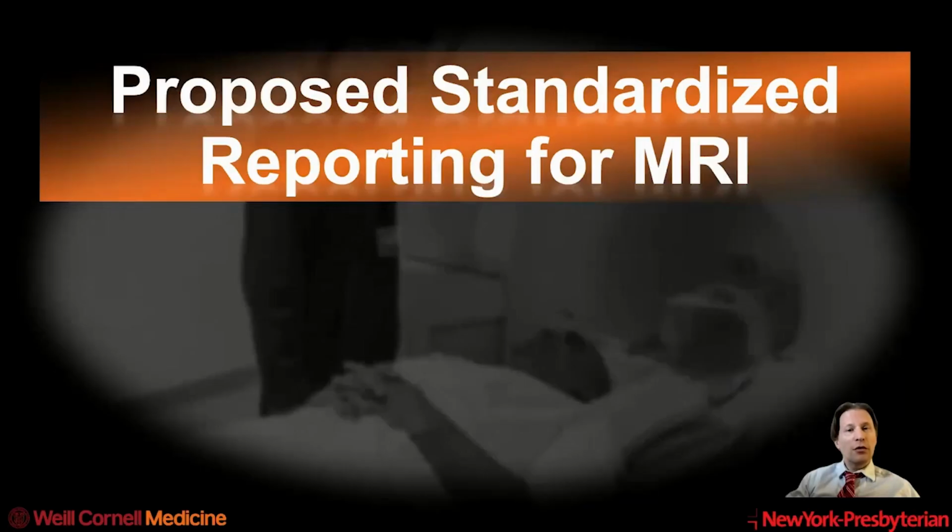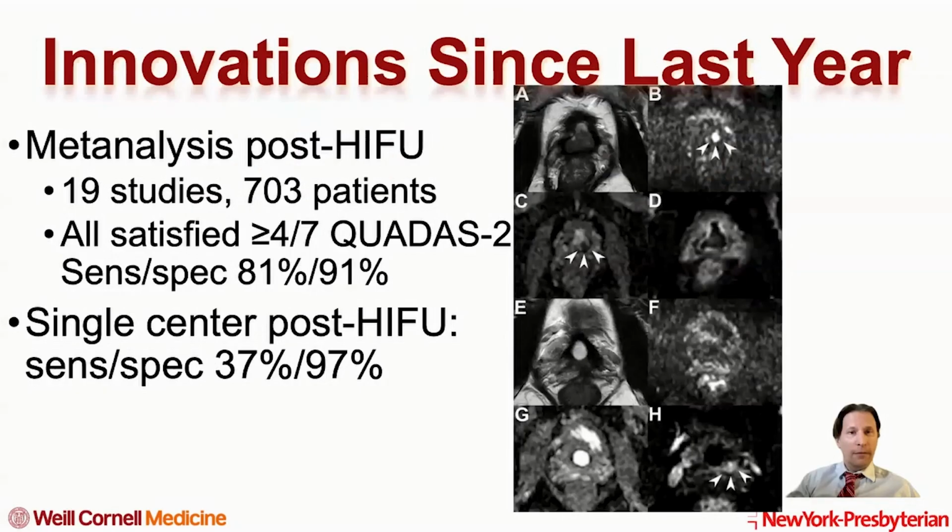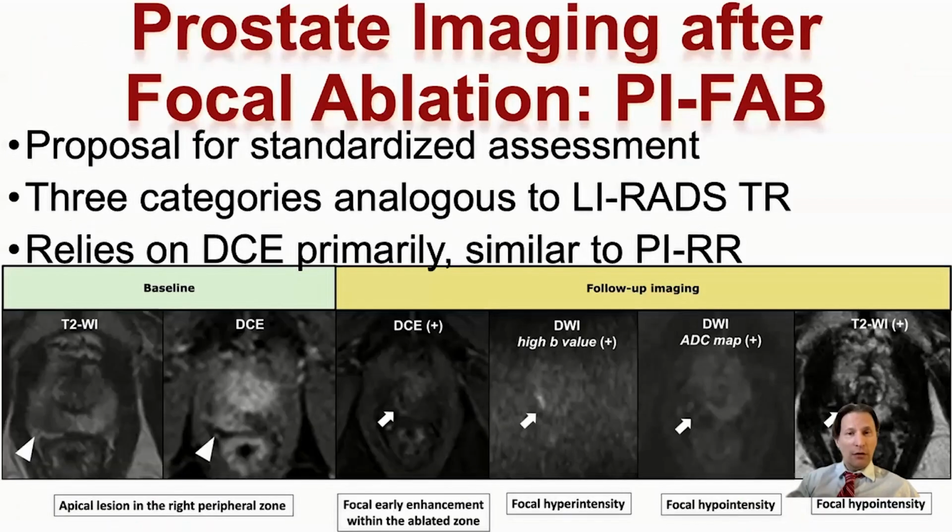And that brings us to what's new for this year. Importantly, the proposed standardization reporting for MRI. So there are some other innovations. There was a meta-analysis post-HIFU looking at 703 patients. 19 studies satisfied at least 4 of 7 QUADAS components and had good sensitivity and very good specificity. However, there was a single center site that found excellent specificity, but relatively poor sensitivity. So there's a lot of variation across centers.